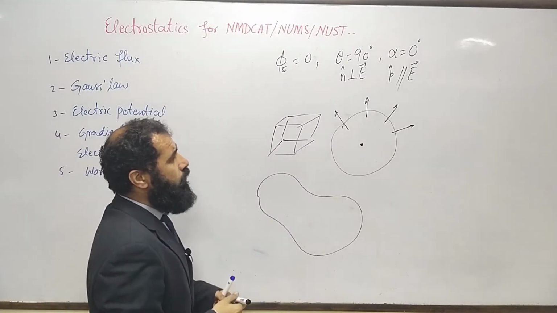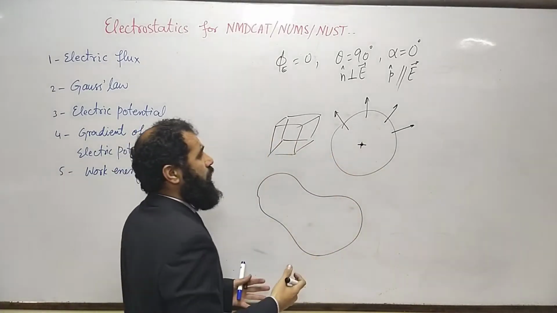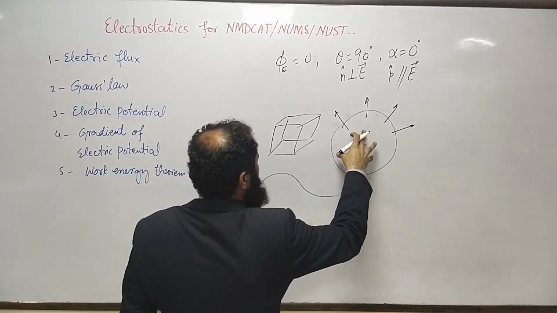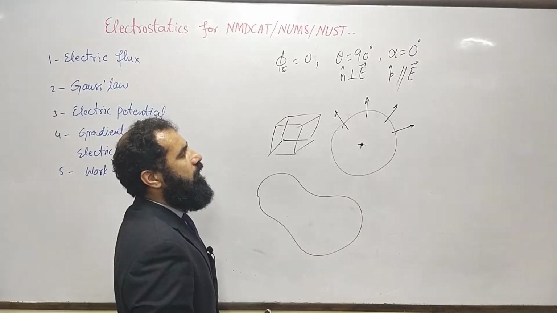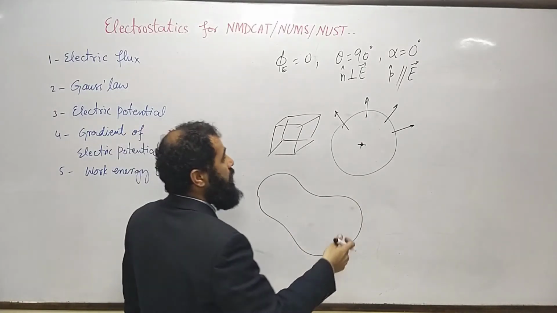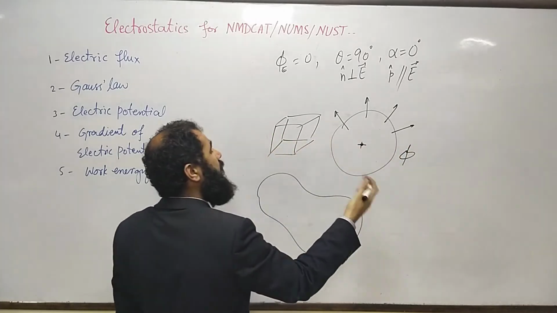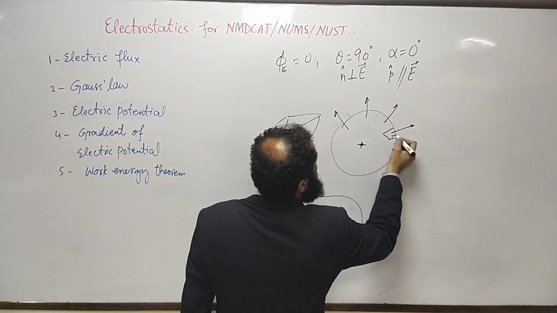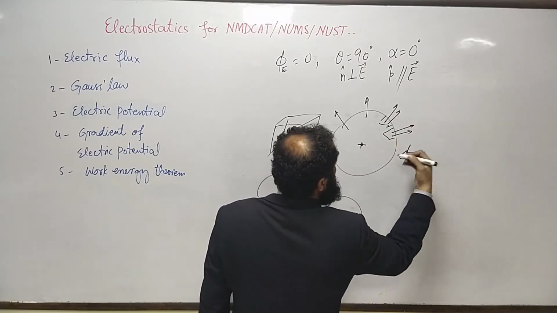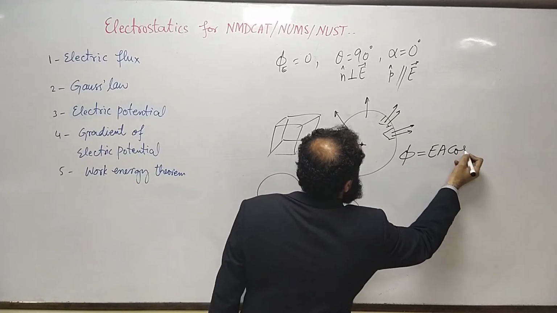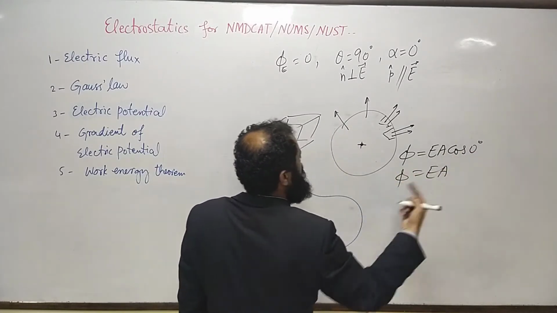So in that case, if you place some positive charge inside a closed surface, whether it is a sphere or any shape, it would have some positive flux outward. Why? That is because the normal and the field lines would be in the same direction, and the flux would be EA cos 0. Flux would be positive because cos 0 is 1.